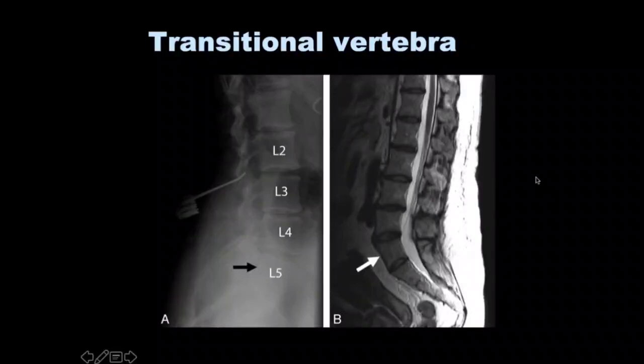There are quite a few questions coming up. I'm just going to try to read them. Do the posterior arches of C1 fuse with the lateral mass?